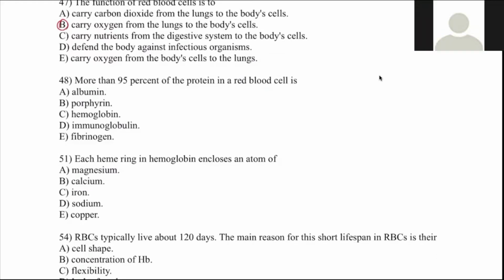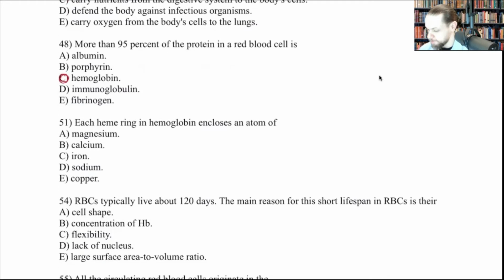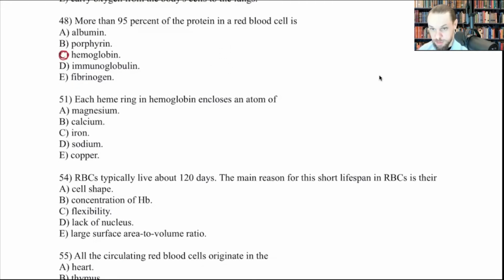More than 95% of the protein in red blood cell is... 90% protein in red blood cells is hemoglobin. Hemoglobin is correct. We said basically red blood cells are bags of hemoglobin whose job is primarily to transport oxygen to the tissues. Good. We're gonna go to who we got next.